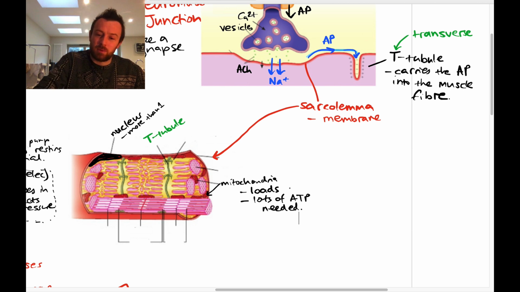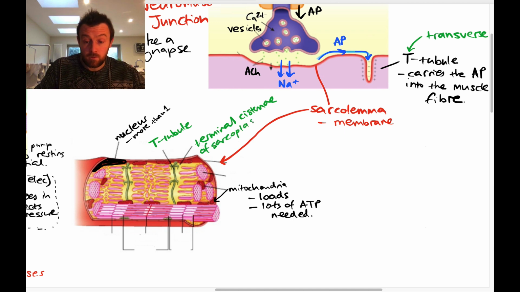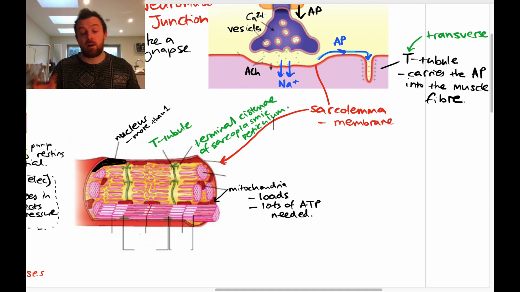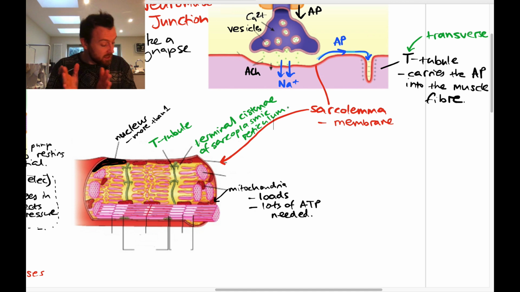Now, if we zoom in even a little bit more, the T-tubules connect to something called the terminal cisternae of sarcoplasmic reticulum. Now, we've heard this word reticulum loads, like endoplasmic reticulum, smooth and rough. So it just means a system of membranes in the cell. So the sarcoplasmic reticulum is a system of membranes within the cell. And the T-tubules connect to that sarcoplasmic reticulum.